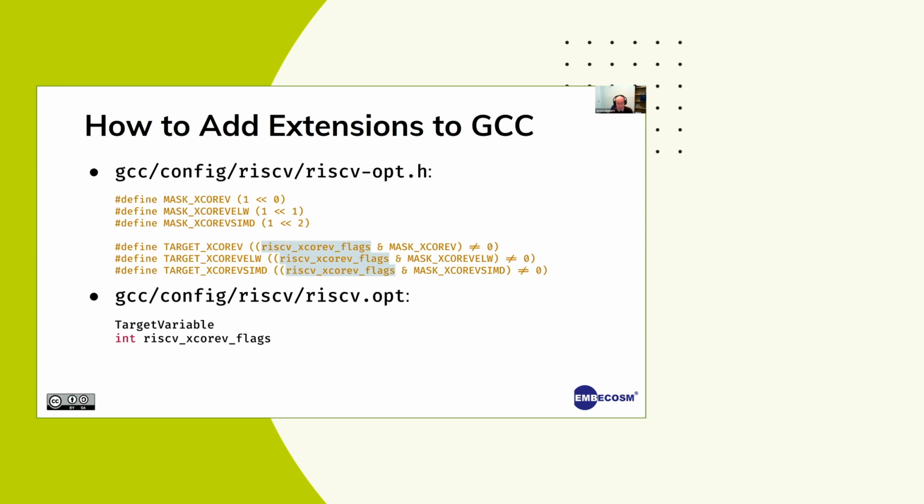Now, we better have a set of bits to tell us which of these extensions are enabled. So for each of our extensions, we'll create a mask to tell us which extensions have been specified in the architecture string. And so the generic XCORE-V is just 1. Mask XCORE-V, we shift it 1 bit up. SIMD, we shift it 2 up.